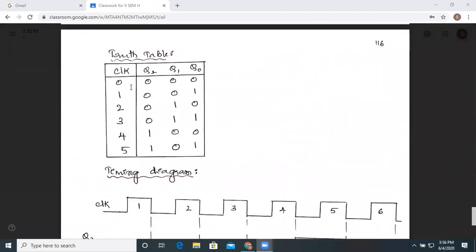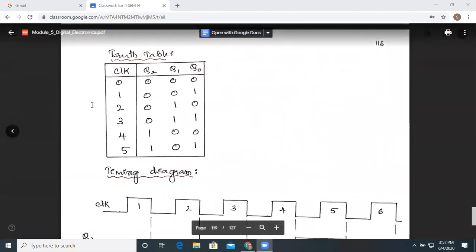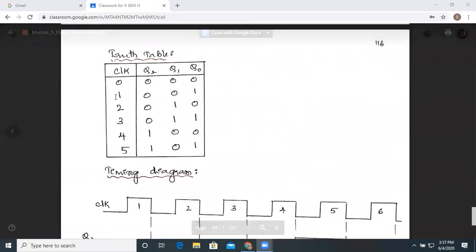So here is the truth table. This is how it counts: before any clock pulse, all the outputs are 0, 0, 0. After the application of clock pulse 1, one of the flip-flops is going to toggle, that is Q0, which is flip-flop 0. So thereby the output is 0, 0, 1. When we apply one more clock pulse, the 1 will come over here at Q1, so we'll get the output as 0, 1, 0.